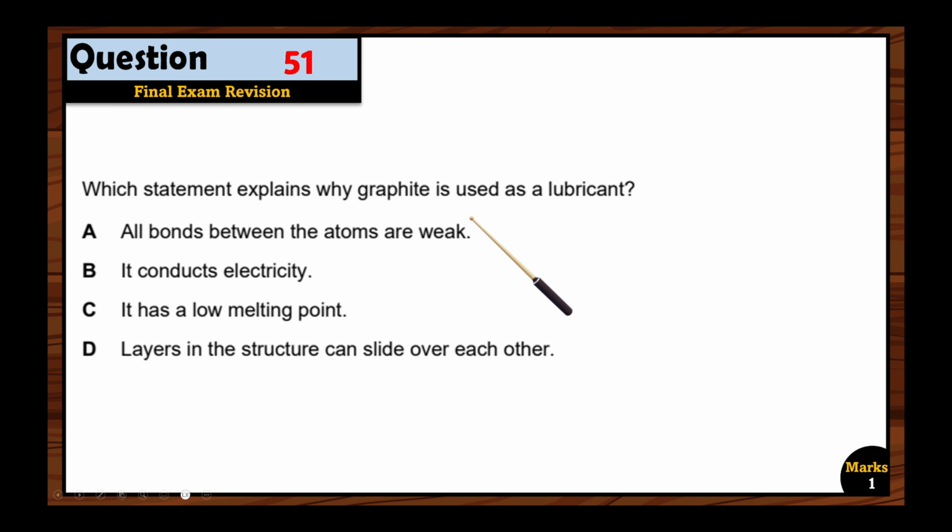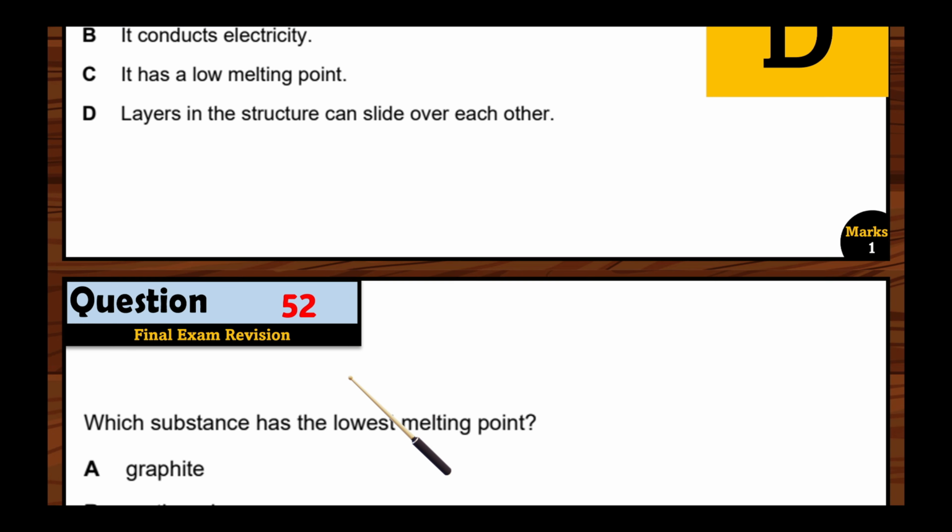Which statement explains why graphite is used as a lubricant? Again, why is it a lubricant? If you see the structure of graphite, it has a hexagonal structure and it has layers of hexagons. And these layers can slide over each other, because there are weak forces between those layers, weak molecular forces, and they allow them to slide over each other. So option D is right. Layers in the structure can slide over each other. That's why graphite is a lubricant.